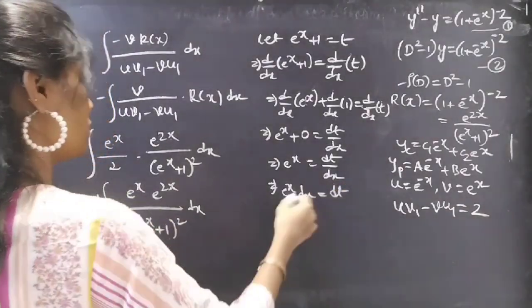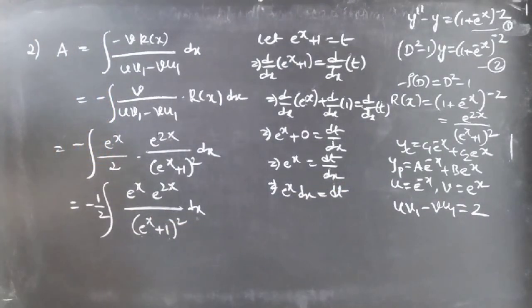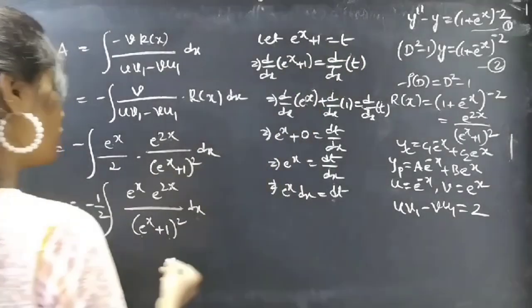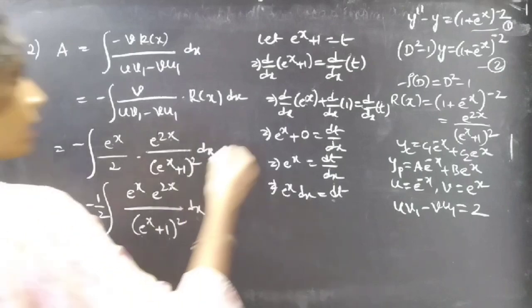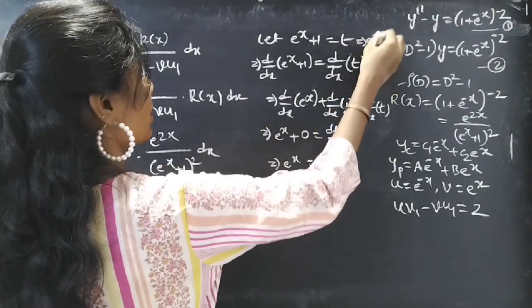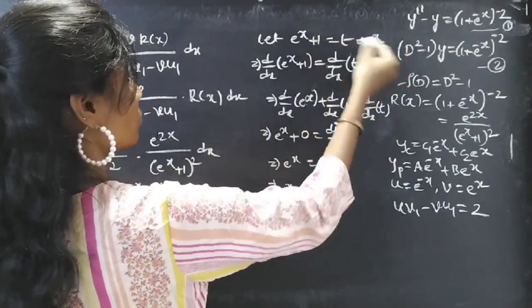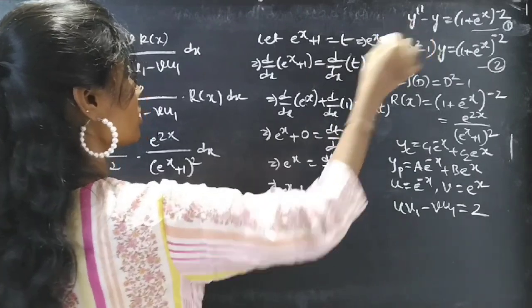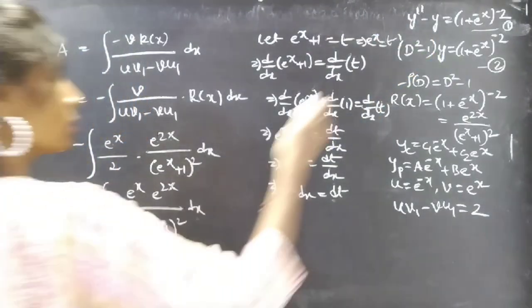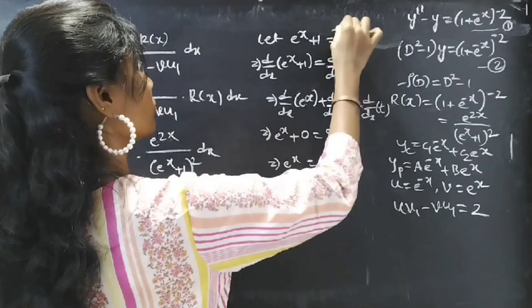Now we can replace e power x dx with dt, and e power x plus 1 can be replaced with t. From this we'll get e power x equals, just take this 1 to our RHS, you'll get t minus 1. So e power x can be replaced with t minus 1.